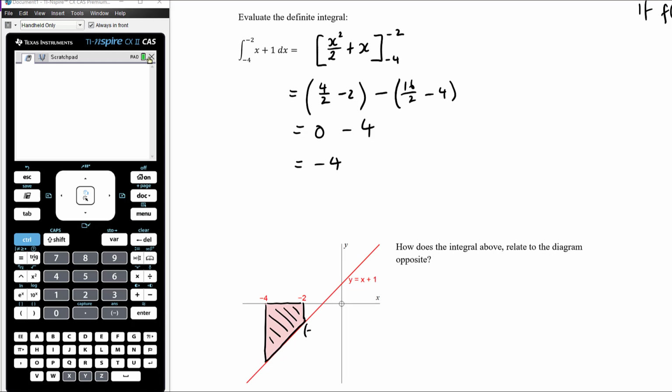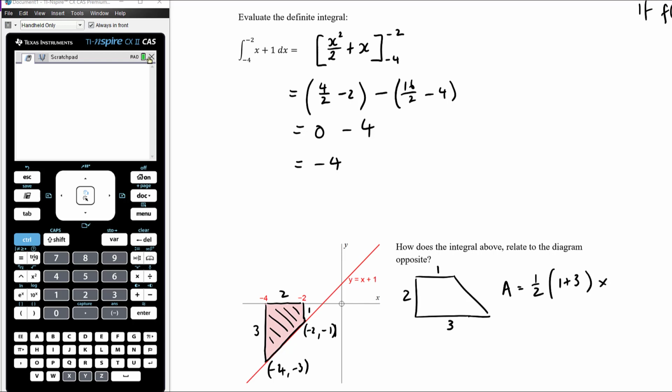Regardless, when x is -2, y is -2 plus 1, so -1. Oops, sorry, so that means that distance there is 1. And when x is -4, y is -3, and so that distance there is 3. This is obviously 2 here, so what we have is a trapezium. The parallel side lengths are 1 and 3, the height is 2, and so the area will be half times the sum of the two parallel lengths times the height. Half times 2 is just 1, and so we just have the bracket 1 plus 3, which is 4. So the area is 4 square units, but when we evaluate the definite integral, we get -4.